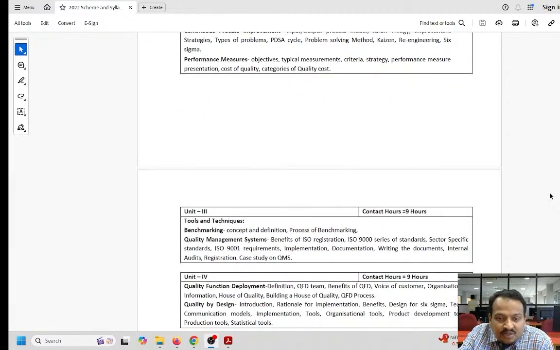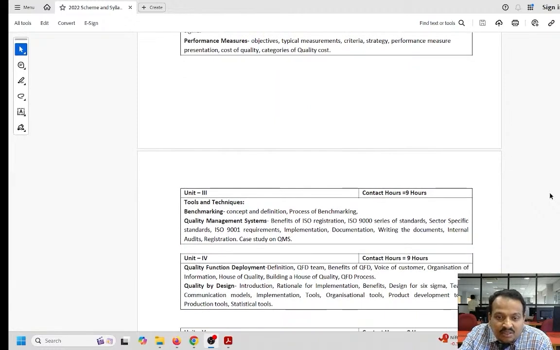Then unit 3 is all about tools and techniques. How do you go about the quality system check, that is benchmarking, the process of benchmarking.